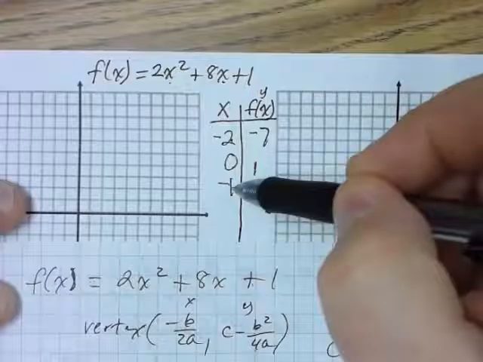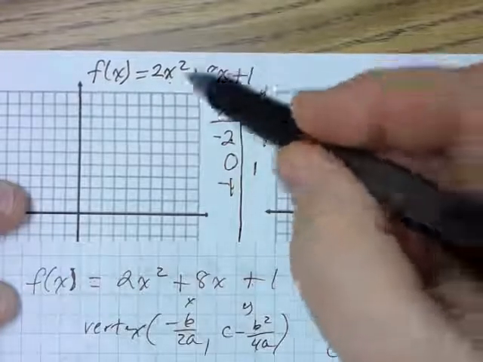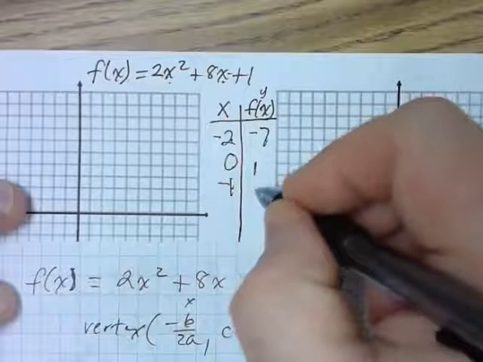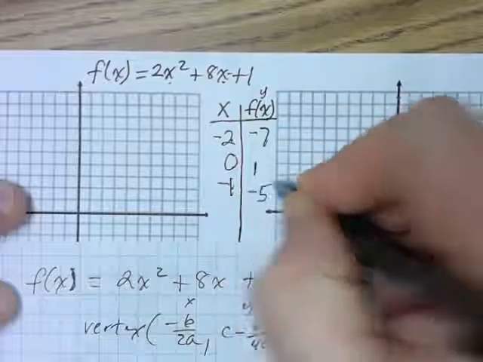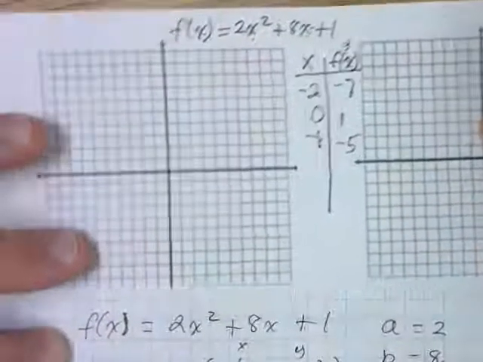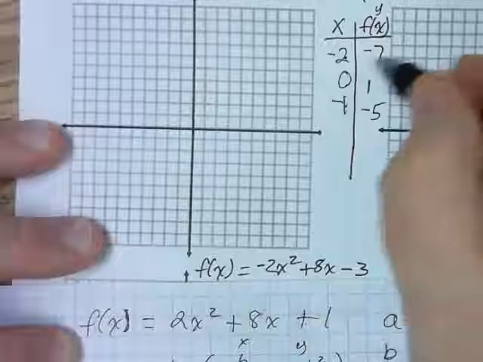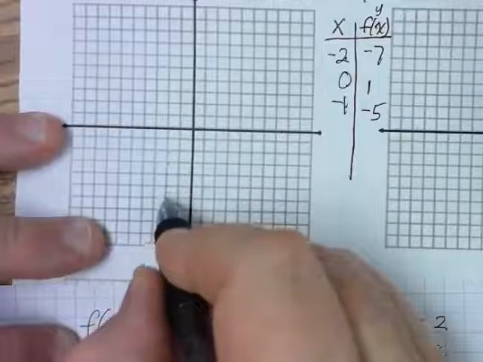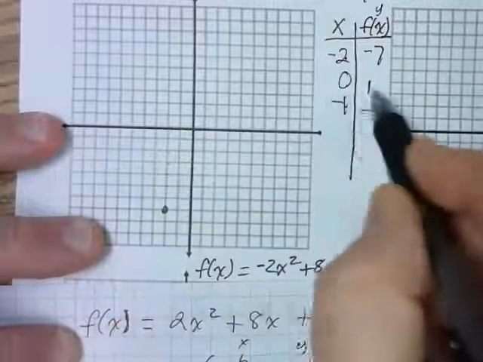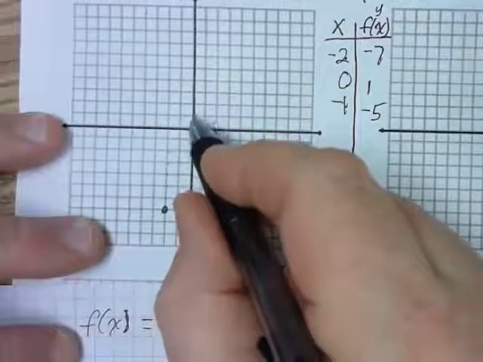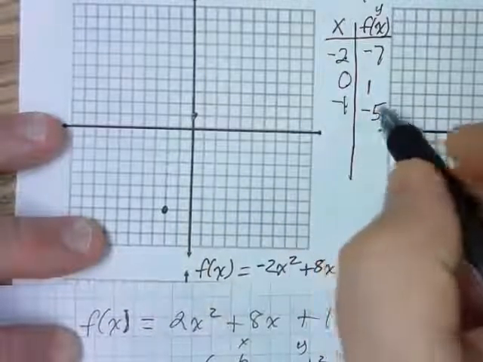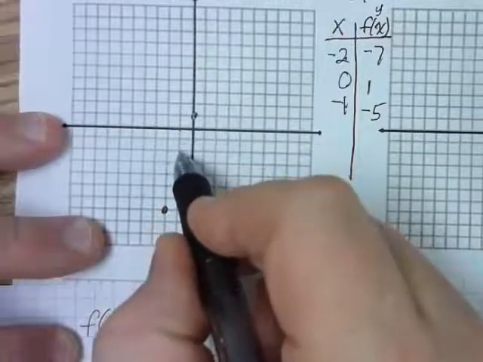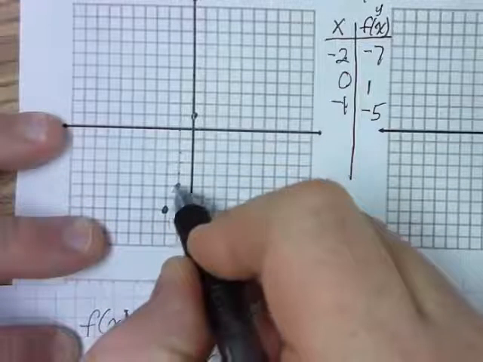So if I put a 0 in place of x here and calculate, it will output a positive 1. If I put a negative 1 here and calculate that, it'll output a negative 5. All I got to do now is go graph those. So starting with my vertex at -2, -7. Then graph 0, 1, which is here. And then -1, -5.